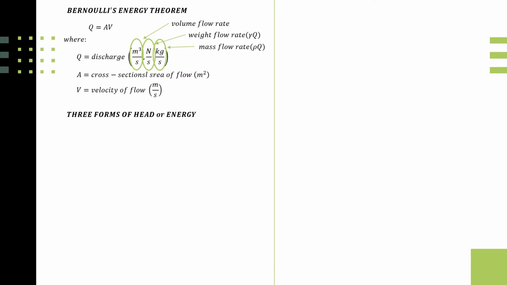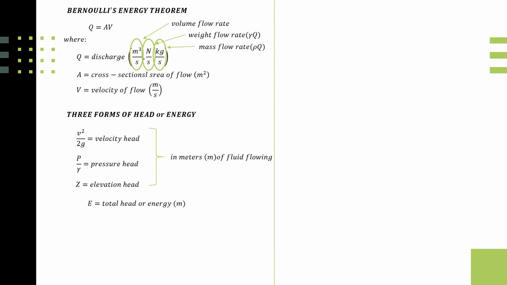Ayan. Next is the 3 forms of head or energy. Ano nga ba itong head or energy na to? Una is V squared over 2g, which is the velocity head. Pag sinabi namang pressure over gamma, that is the pressure head. And then kapag Z naman, that is the elevation head. Those are in meters of fluid flowing, so naka-meters lahat yan. Next, E is equal to the total head or energy. Pag sinabing total head or energy, i-add mo lang tong tatlong ito. So, E is equal to V squared over 2g plus P over gamma plus Z. Okay?